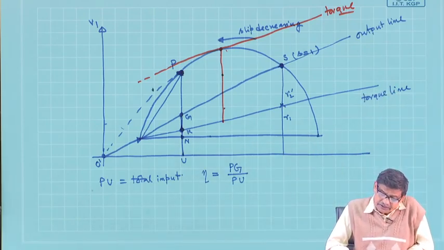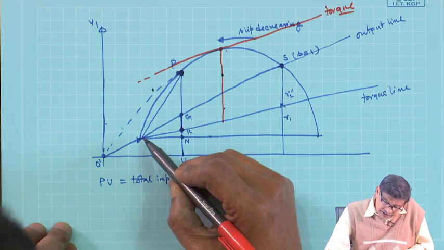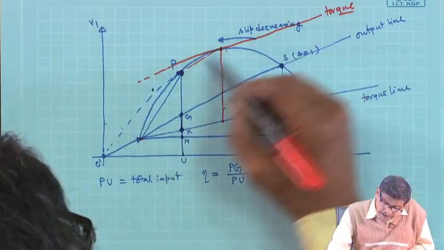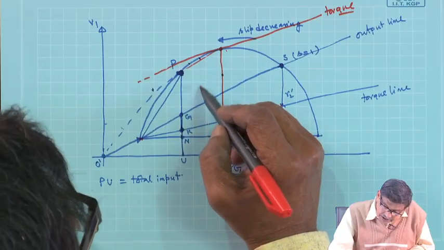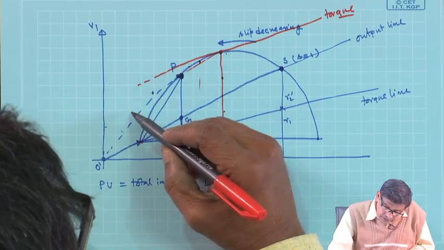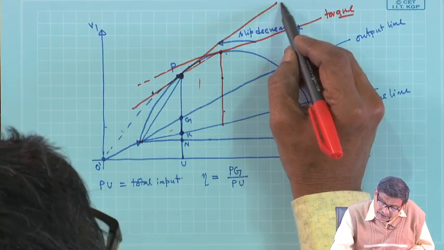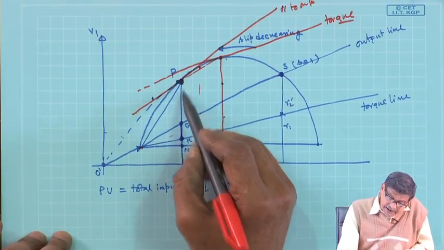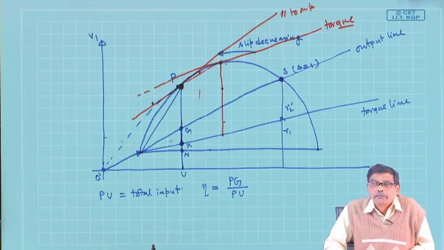Similarly, if somebody says what will be the operating point corresponding to maximum output power, then what you have to do is this: draw a tangent to the circle, find the tangent to the circle which will be parallel to the output line, because output power is after all this length, this segment. So, draw a line parallel to the output line, and wherever it cuts, that is the operating point corresponding to maximum output power.